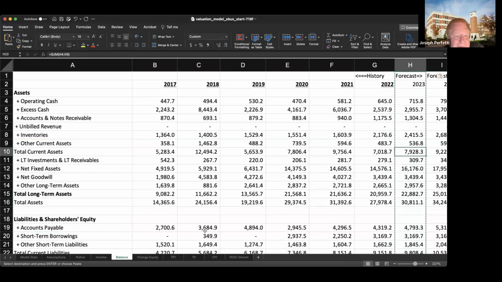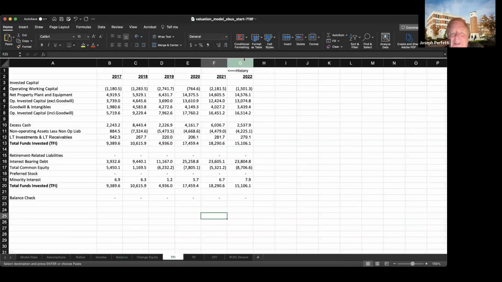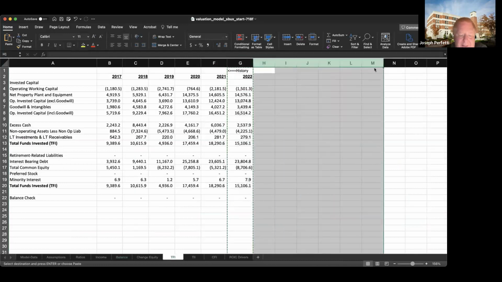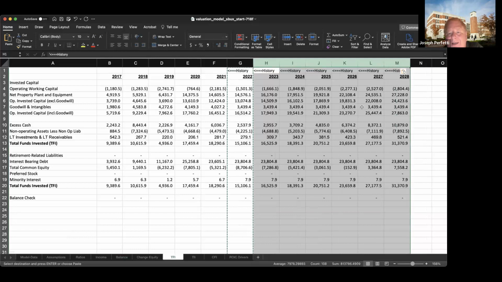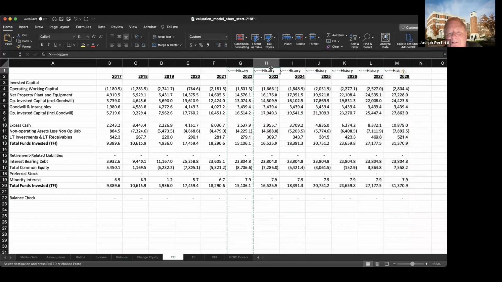All right, home stretch. So we are now going to go to our TFI. We're going to take column G, copy it, go to column M, and paste it. We now have 6 years of forecasted balancing TFIs. These are now forecasts going through 2028, because we have the forecasted balance sheets. These are now the forecasted rearranged TFIs.